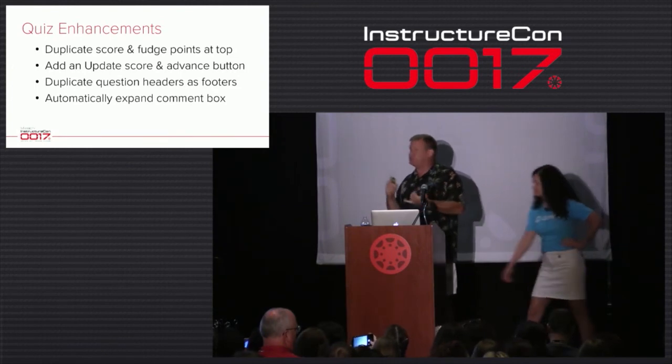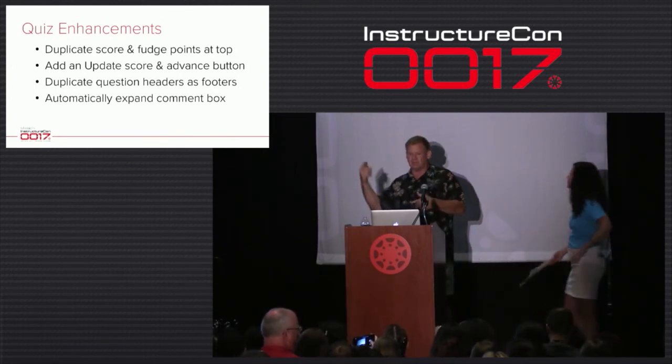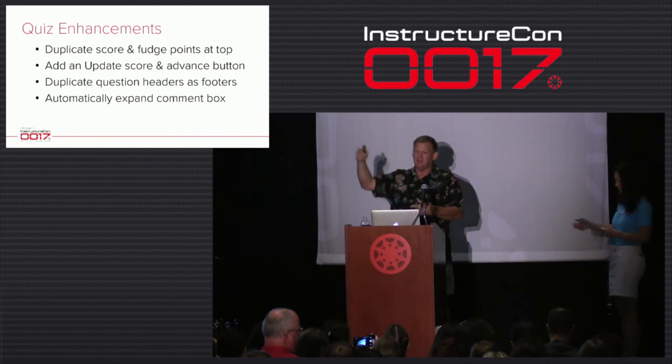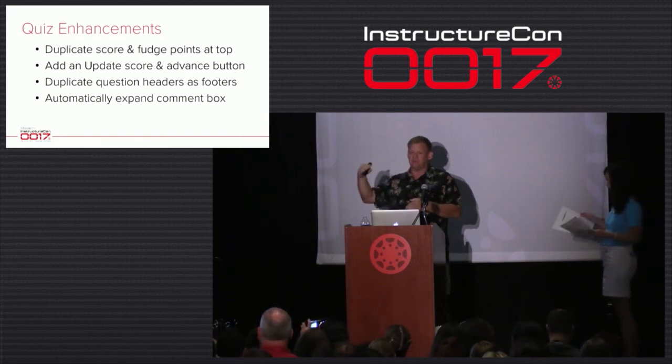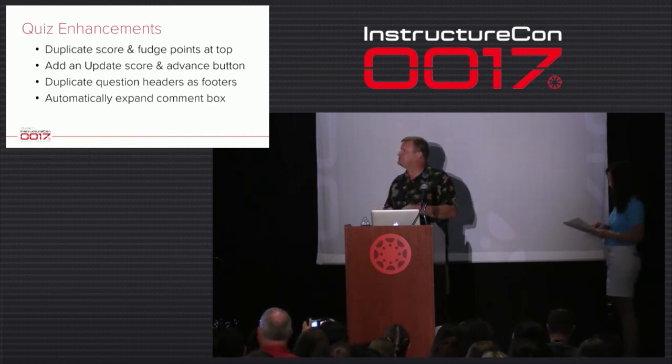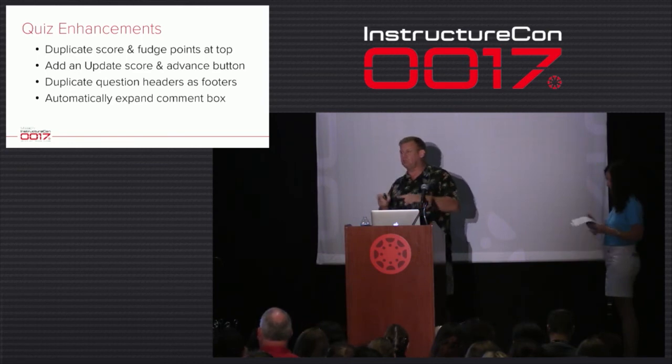So to summarize, I duplicated the score from the bottom to the top, and I added the header that was at the top of every question to the bottom. It automatically expands, and there's now an update score and advance, just like there was in SpeedGrader. So you can go on to the next user if you want to.